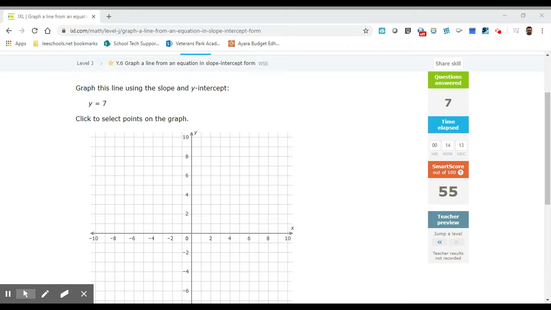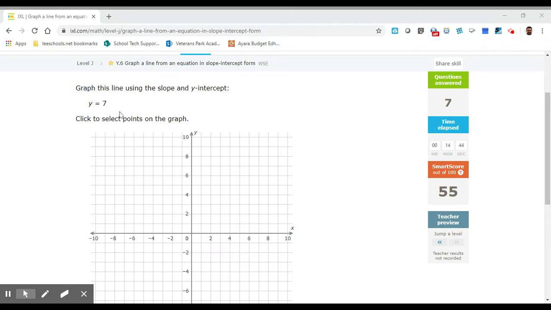Okay, this is graph a line from an equation in slope-intercept form. The code is W5E on your 8th grade IXL. This question says, graph this line using the slope and y-intercept, and it just gives you y equals 7. Now this level goes from 55 up to 100, so every single question from here on out is basically the same, even when you hit the challenge zone.